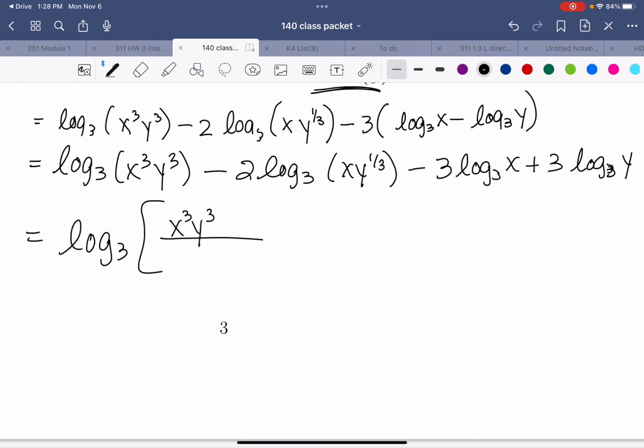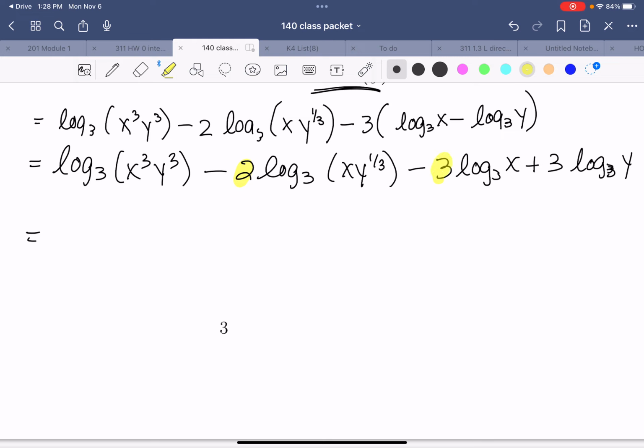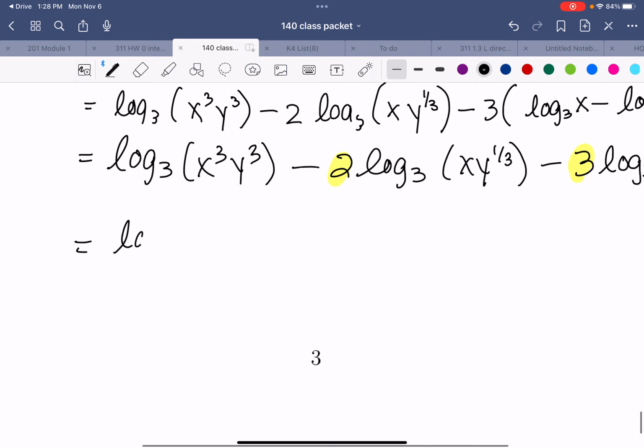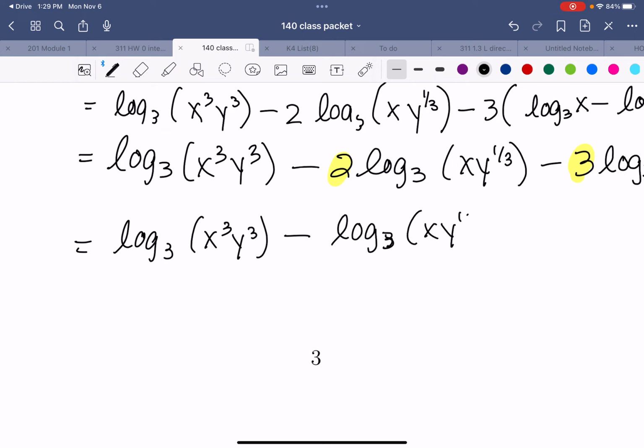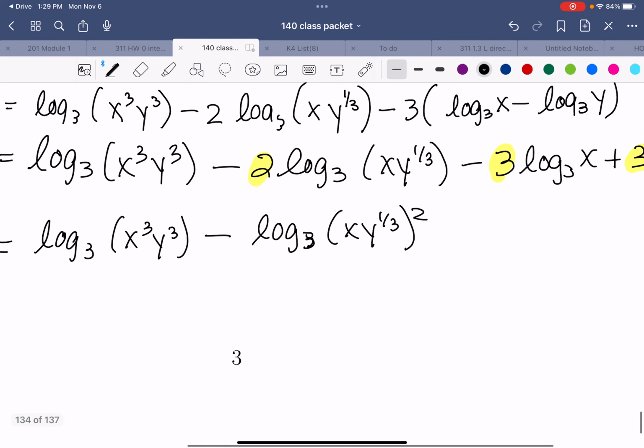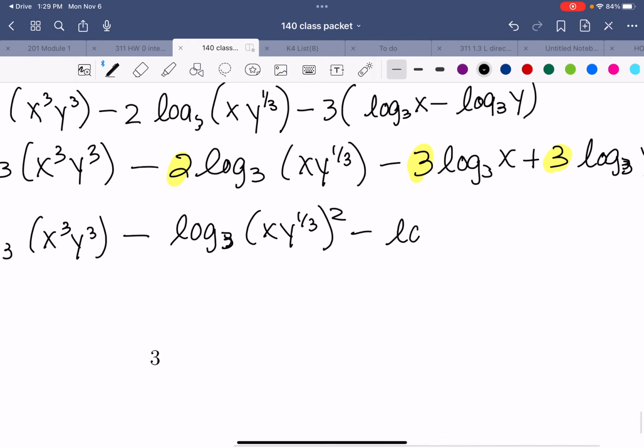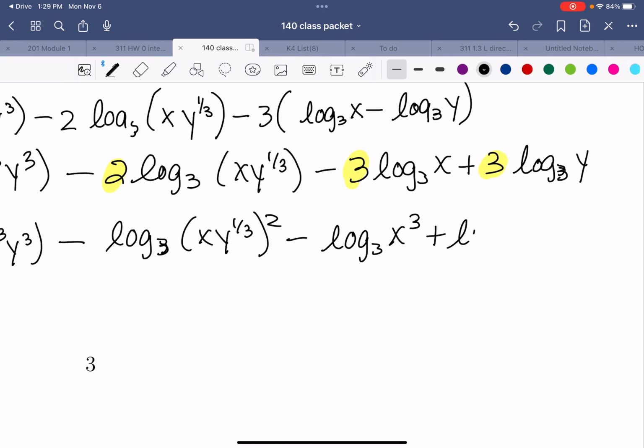Oh, before I do that, scratch that. What about those numbers out front? Well, let's put those back up top. So we're going to take this 2 and this 3 and this 3 and put them back up as powers. So this will be log base 3 of x cubed y cubed minus log base 3 of x y to the 1/3 squared minus log base 3 of x cubed plus log base 3 of y cubed.